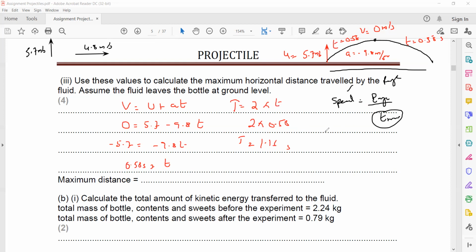So how will we calculate the maximum distance or the range? So range is speed multiplied by time. But the range depends on the horizontal component, so we need the horizontal component here.